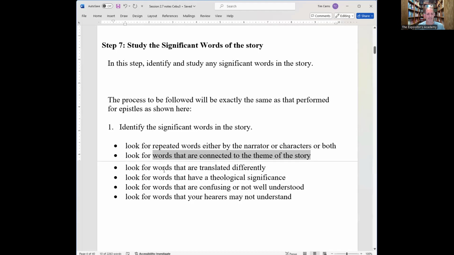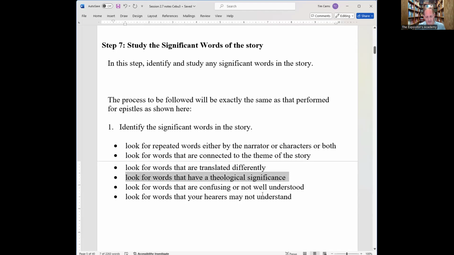Look for words that are translated differently. As you're looking at different translations, you may notice a particular word is translated differently in each of the English translations, for example. That might be a word to look at then, because that tells us that perhaps the translators aren't quite sure what it means. So it would be helpful to look up what that word means. Now, if there's a word that's translated exactly the same across 6 or 7 translations, then that's probably the best way to understand that word. So it may not be a word you want to do a word study on.